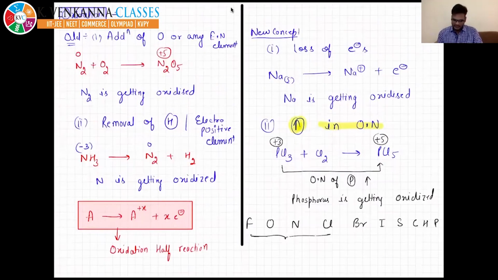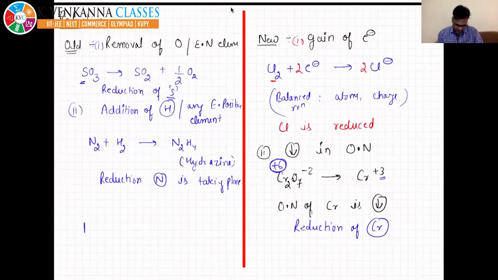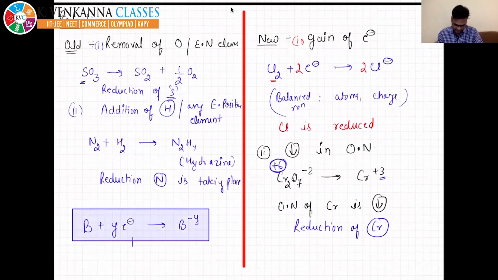How do we represent any reduction reaction? Any species V, you add Y electrons, it becomes V minus Y. So this is the representation for the reduction half reaction. This is half because it involves electrons. The complete reaction does not involve electrons. Just read it and tell me if you have any doubt.